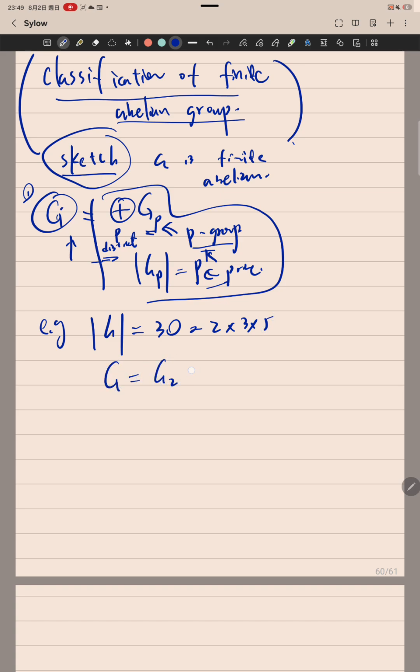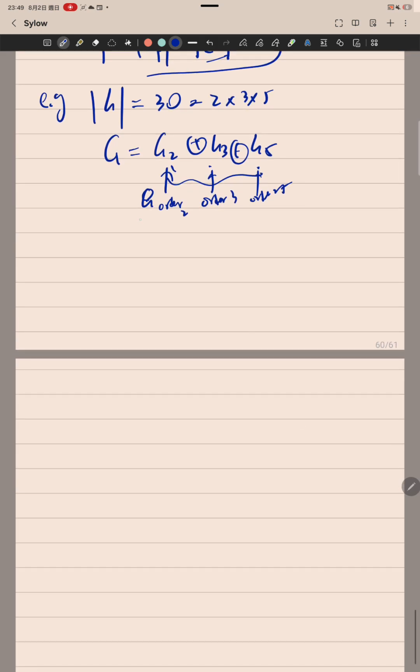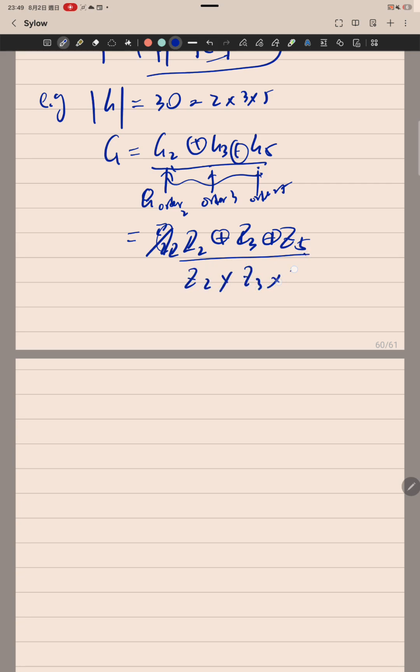then G must be isomorphic to G2 direct sum G3 direct sum G5. Each of them is a group of order 2, order 3, and order 5. We know a group of prime order must be cyclic. So this is Z2, Z3, and Z5. I use a short notation Z2, Z3, Z5, or sometimes people use this. Maybe I use this, it will be simpler.